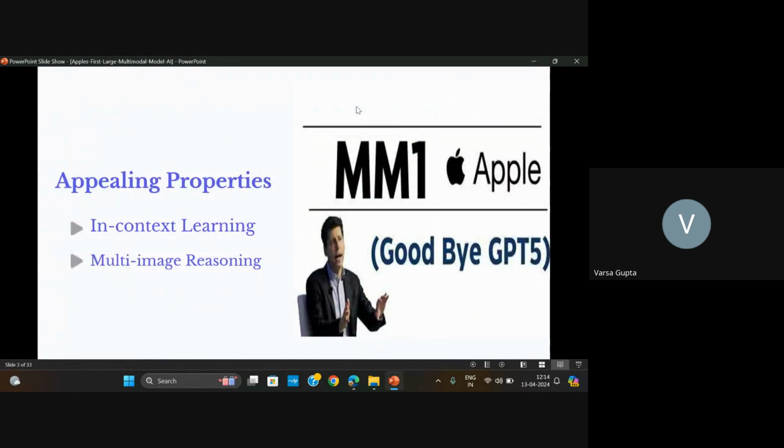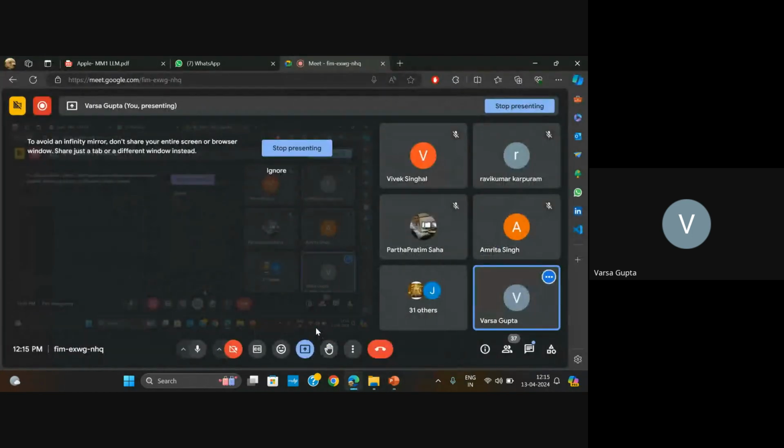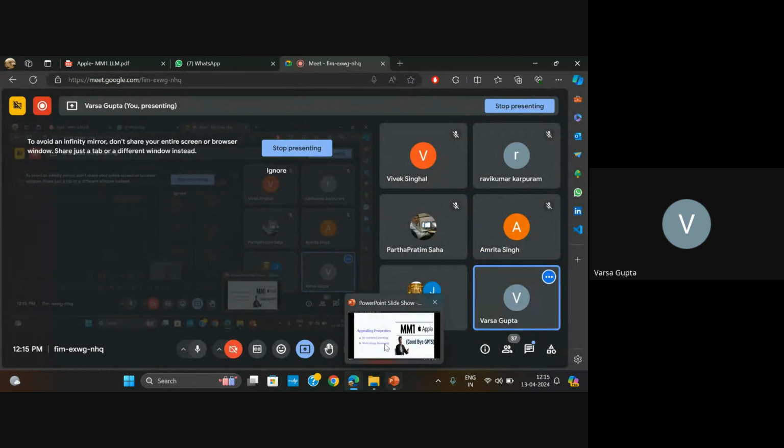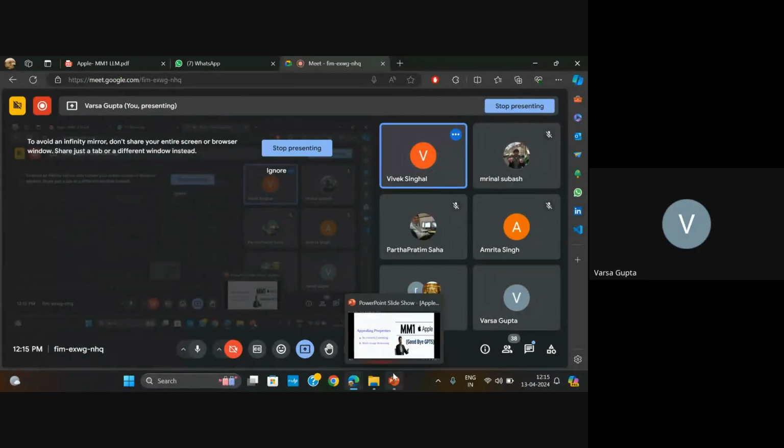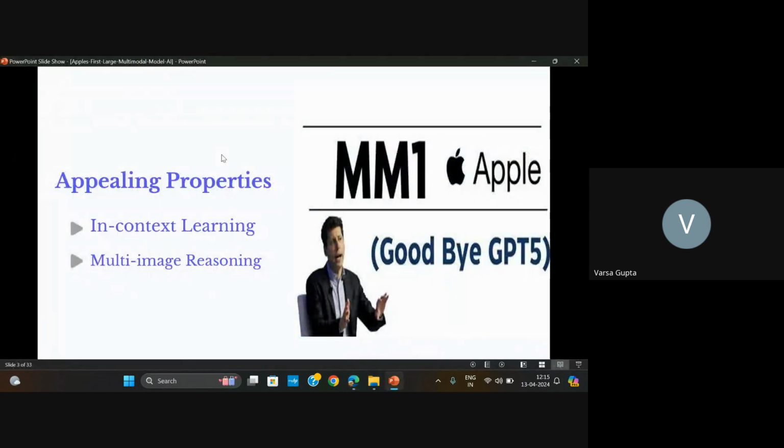There are basically two appealing properties that make MM1 different from all other existing multimodal models. They are in-context learning and multi-image reasoning. So, what is in-context learning? Can anyone tell me about in-context learning? Yeah, that's a broad term used for few shot learning. Basically, we can think of it as few shot learning.